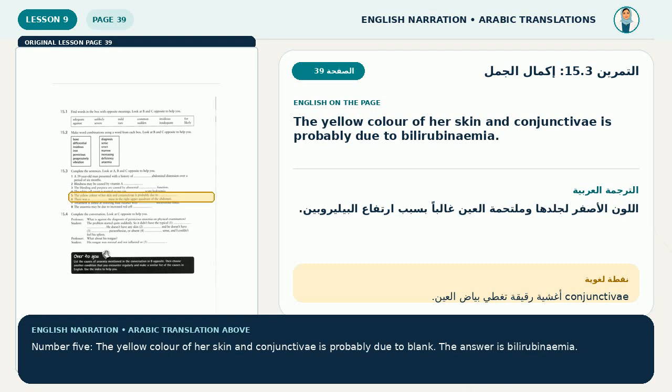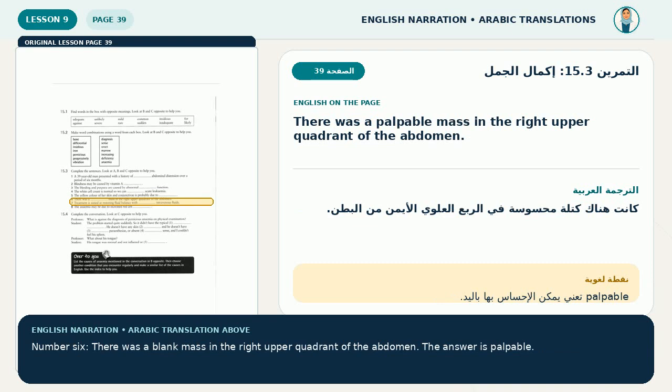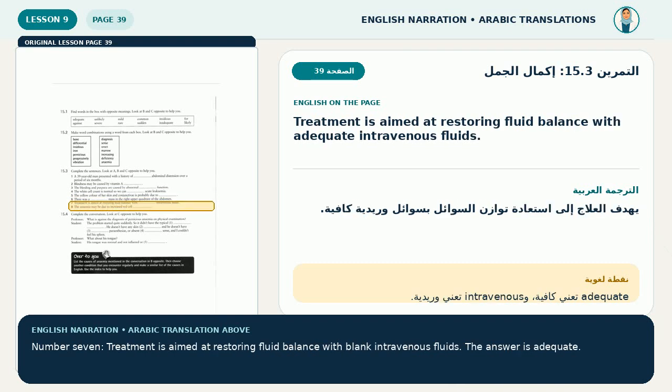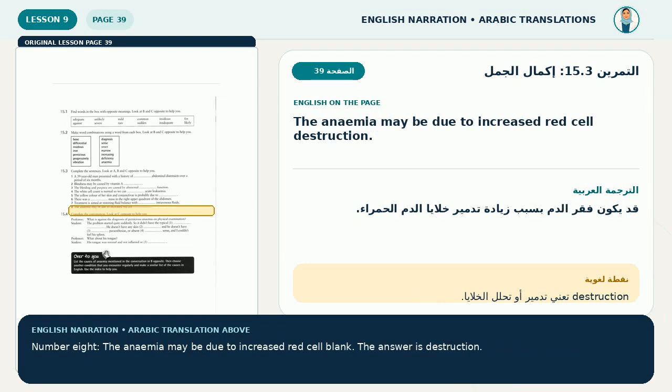Number 5. The yellow color of her skin and conjunctivae is probably due to blank. The answer is bilirubinemia. Number 6. There was a blank mass in the right upper quadrant of the abdomen. The answer is palpable. Number 7. Treatment is aimed at restoring fluid balance with blank intravenous fluids. The answer is adequate. Number 8. The anemia may be due to increased red cell blank. The answer is destruction.